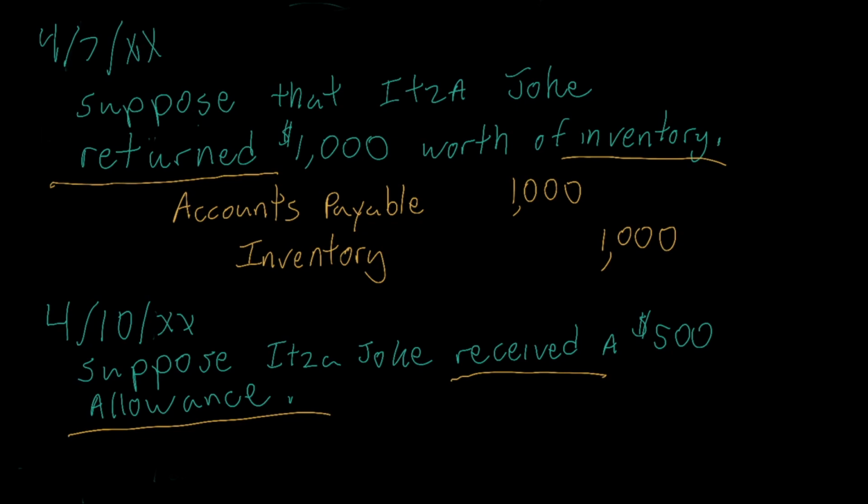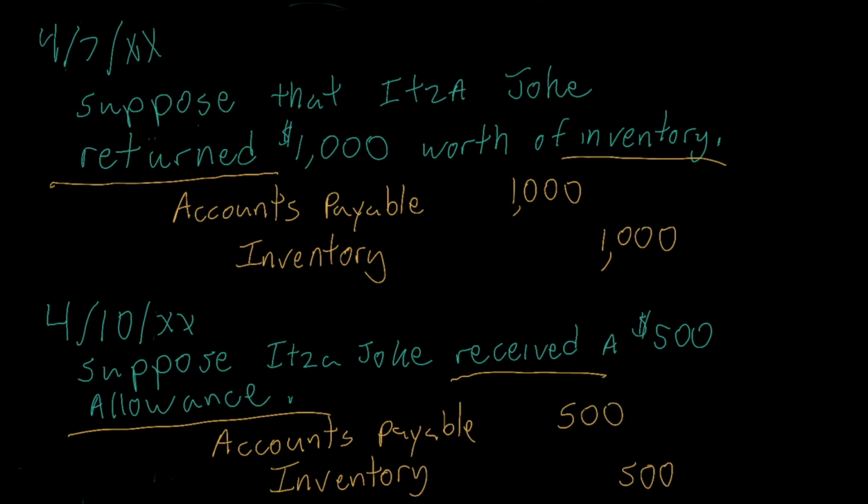So, again, just like a return, we will make the same transaction. We will reduce our accounts payable as well as reduce the cost of our inventory. We're going to credit inventory, gang, for the $500. As long as you remember inventory is on the books at cost, you will be A-okay with this transaction.